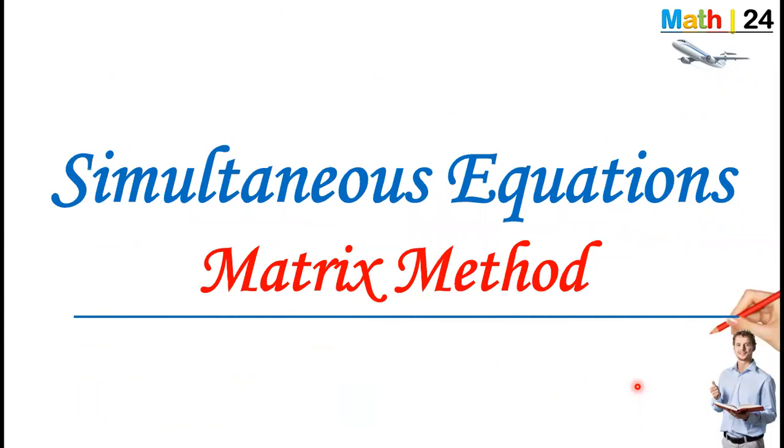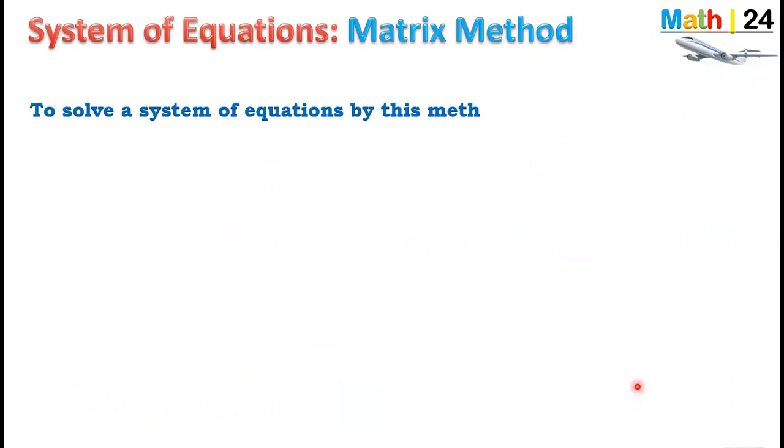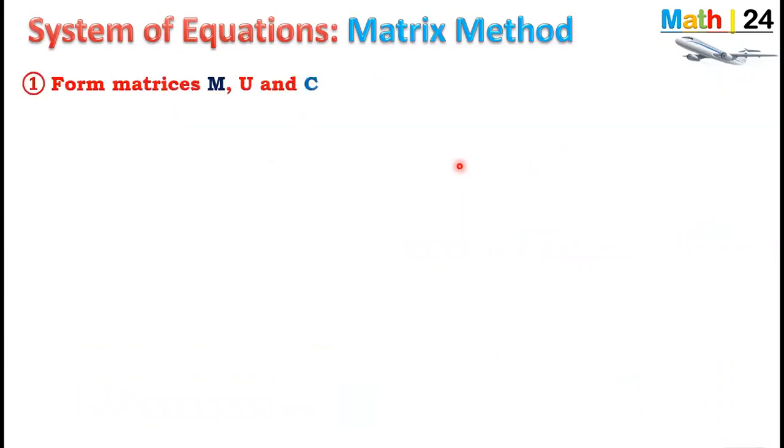So we round up now with the matrix method to solve simultaneous equations. And this method is very easy. We are going to look at matrices in the subsequent chapter. So to solve a system of equations by using this method, we need three things. The first thing is to form the matrices M, U, and C. So we form the matrices.